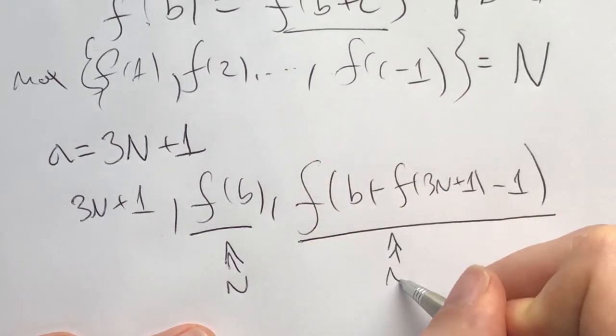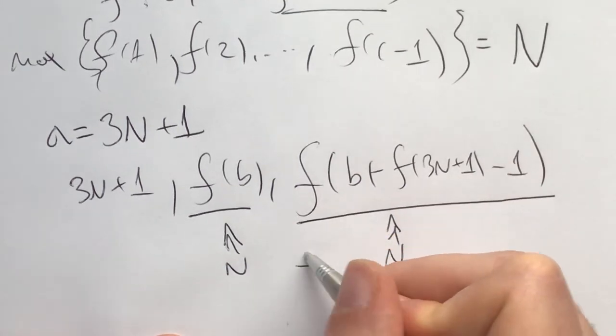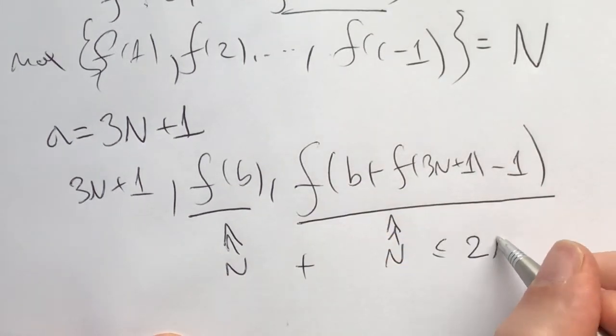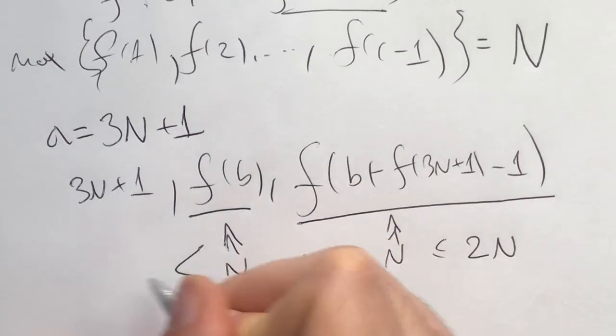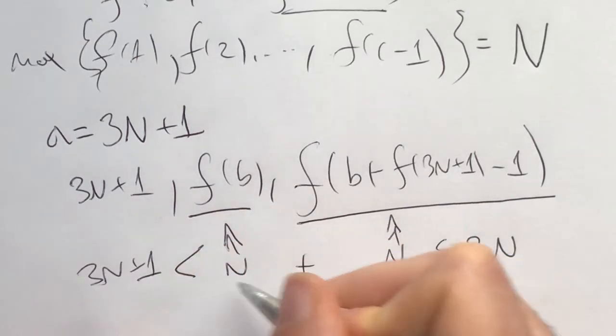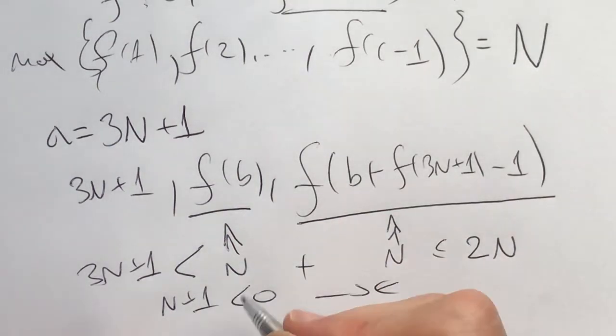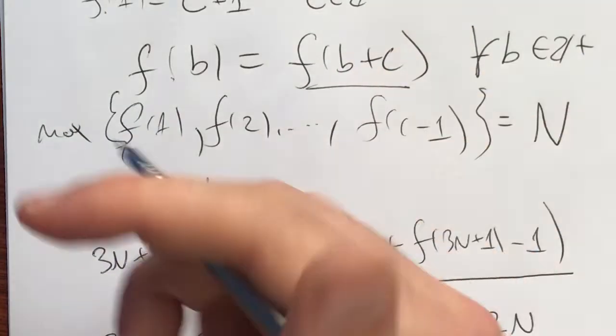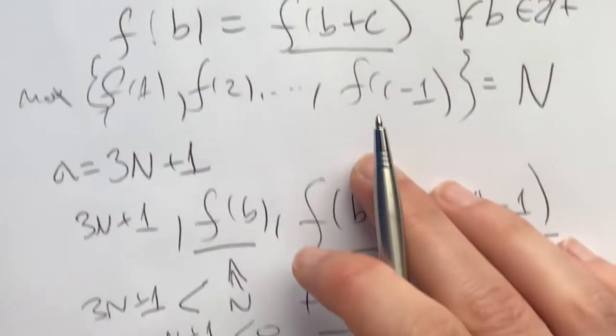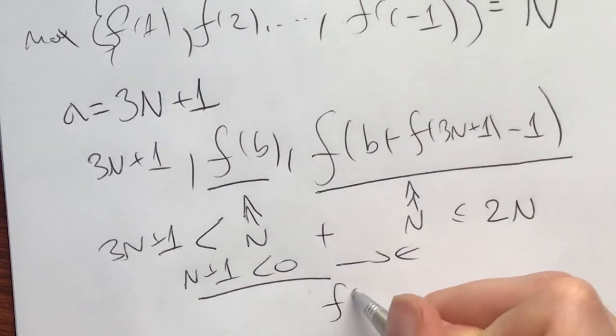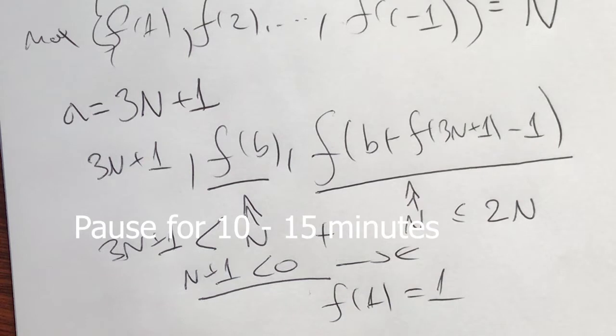This is less than or equal to n, which means their sum is less than or equal to 2n, but this needs to be greater than 3n plus 1. Now we get that n plus 1 is less than 0, a contradiction. Now what this means is that this function isn't periodic, and furthermore it means that f of 1 needs to be equal to 1. I invite you to pause here for 10 to 15 minutes and see what you would do next. Play around with the problem, get some other ideas, take the problem further.